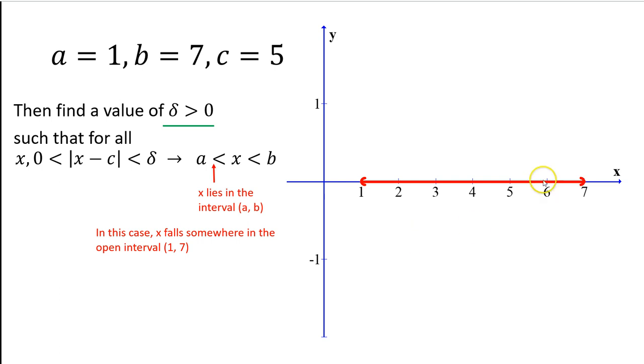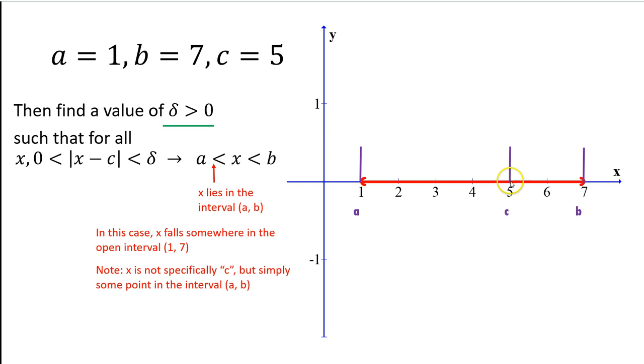Please note a couple things. X will always be inside this interval. That's our goal. Number 2, x isn't specifically c. We've marked a, b, and c here. A is 1, b is 7, c is 5. X doesn't necessarily have to be c. We just want to find a delta which guarantees that every x we plug in for this first piece guarantees that x falls between a and b.